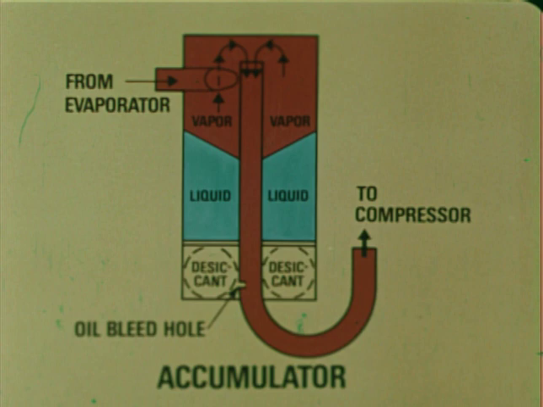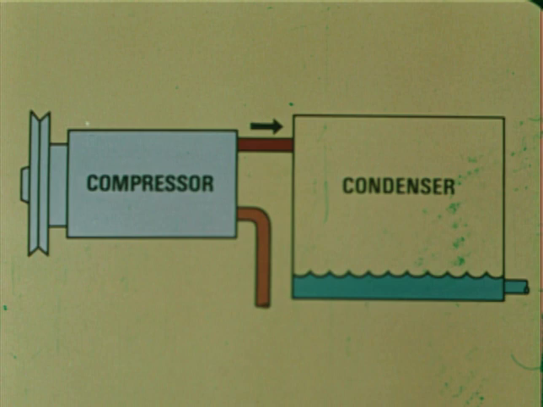Here, the liquid settles so that only vapor is drawn into the compressor. A small bleed hole prevents compressor lubricating oil from collecting in the accumulator. The desiccant in the accumulator retains any moisture in the system. The compressor's job is to concentrate the heat picked up in the evaporator so that it can be discharged into the surrounding air at the condenser.